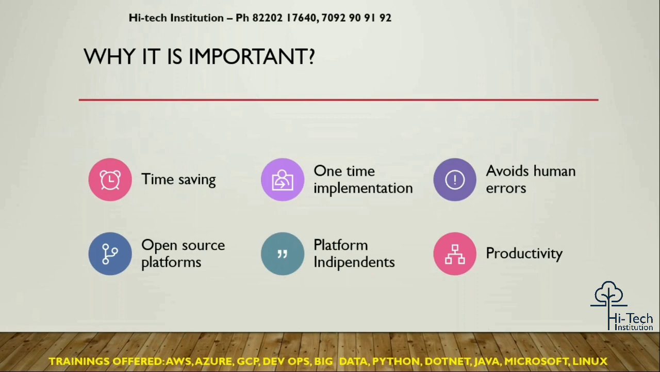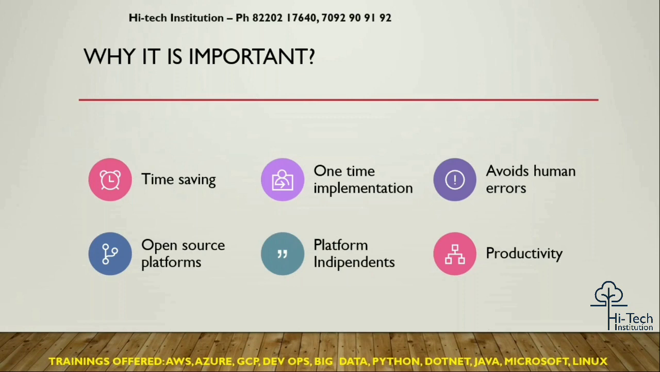And it avoids human errors. When you are not coming to DevOps, if you are still following the older mechanism, there will be lots of human mistakes possible. But when you do it as automation, there is no possibility of human errors. Everything, the script will take care, my open source tools will take care.